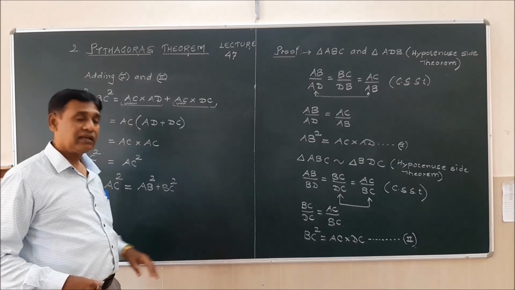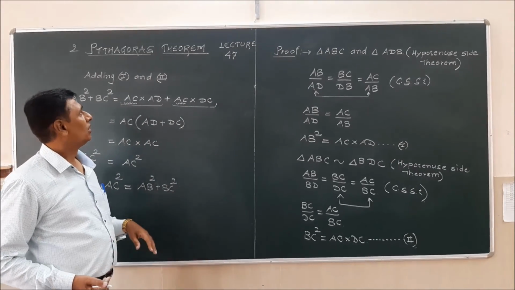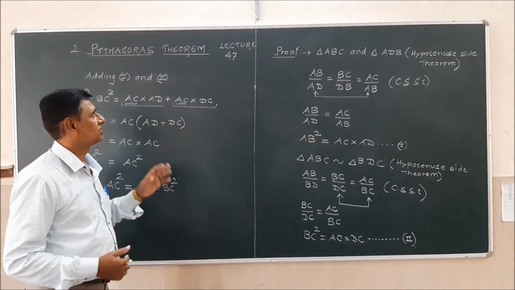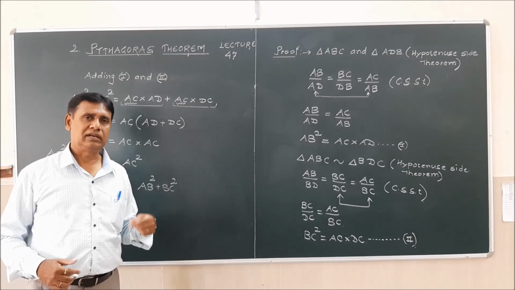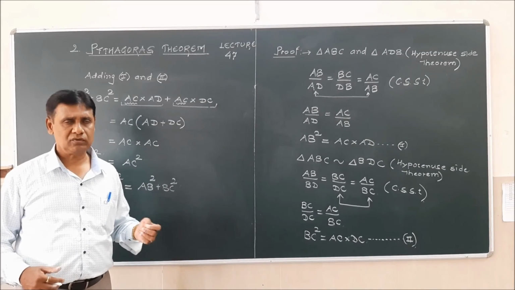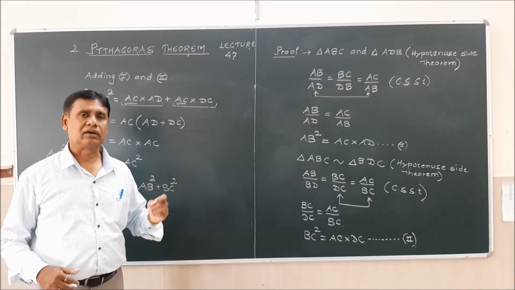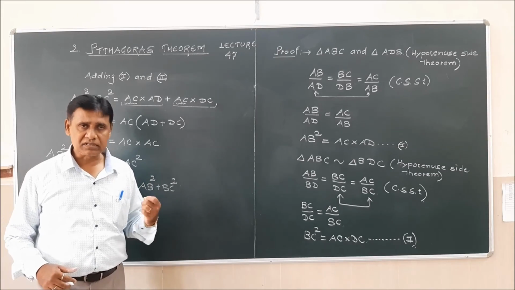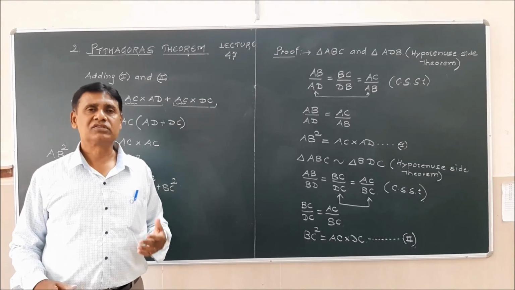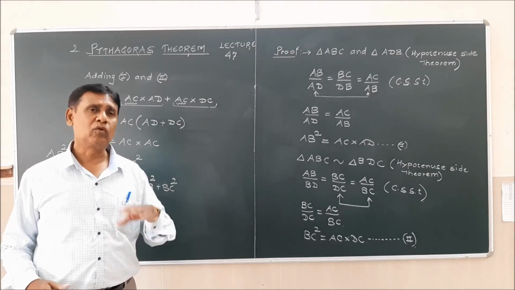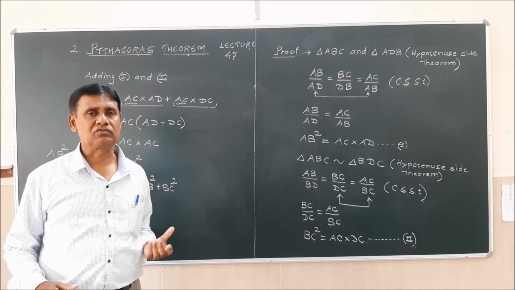Okay, so I think I should stop over here. In the next lecture, that is lecture number 48, I'll do the next theorem, which is very important also, but very rarely asked in the examination. That is the converse of Pythagoras theorem. And especially this year, you are going to study a new theorem, which is called Apollonius theorem. The proof of Apollonius theorem is a little bit difficult to understand as well as to apply.